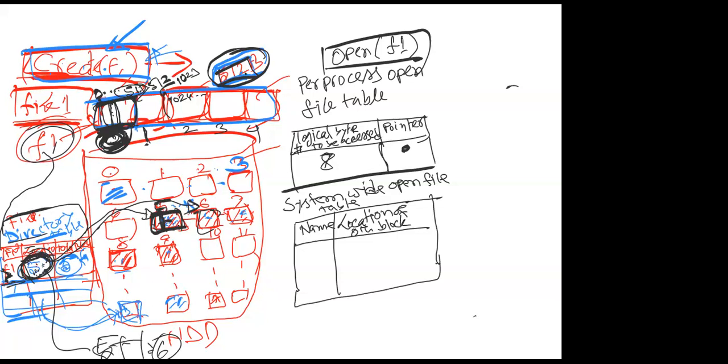Let's see, this is F1. If it is file F1, its location you know already. This is 5. So these two tables: this is the open file, per process open file table, as well as the system wide open file table. These two tables are maintained inside the RAM. RAM is inside the memory.